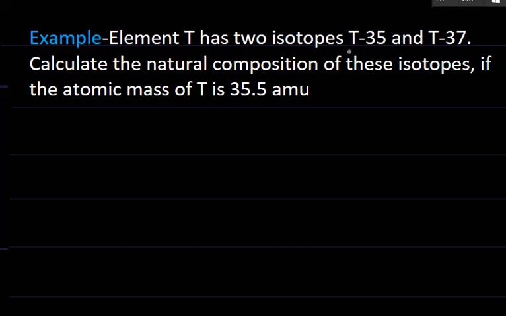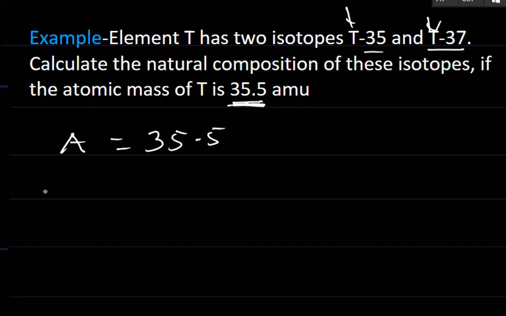Element T has two isotopes, that is T-35 and of course T-37. Calculate the natural composition of these isotopes if the atomic mass is 35.5. This is what we just calculated, and the T represents chlorine. So we are looking at the percentage composition. We have been given the atomic mass of the element to be 35.5. So look at how we calculate that.